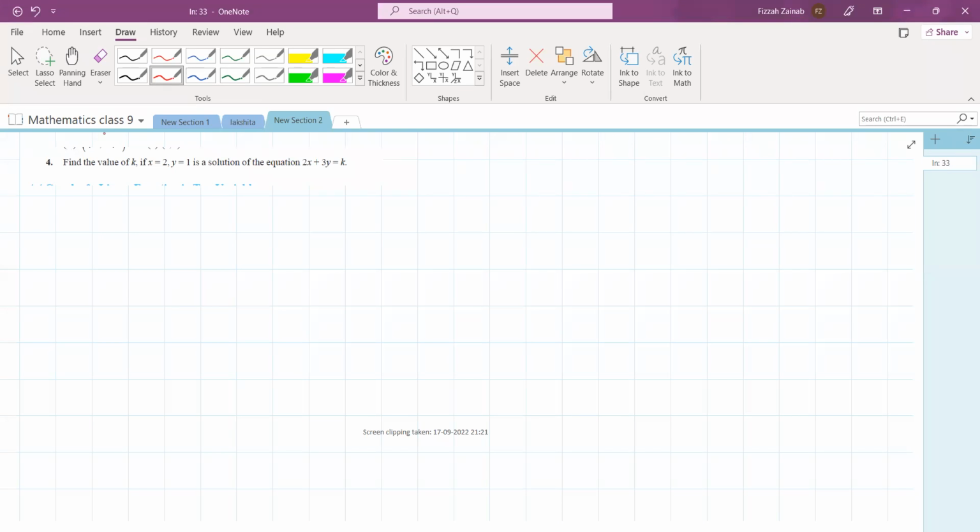So find the value of k if x is equal to 2, y is equal to 1 is a solution. So this is the equation 2x plus 3y is equal to k, right? So they are saying that x is equal to 2 and y is equal to 1 is the solution. That means if I put these values, my left hand side should be equal to right hand side. Clear? Yes, ma'am. Okay.